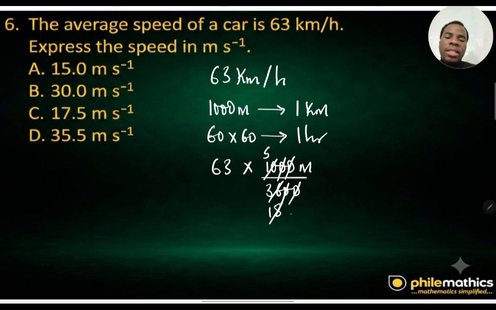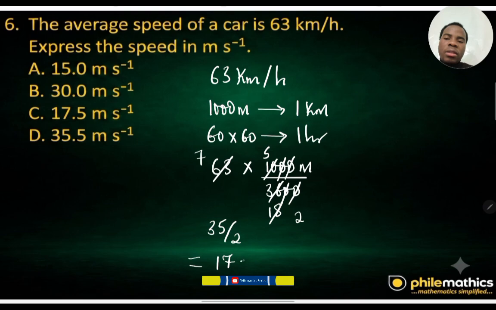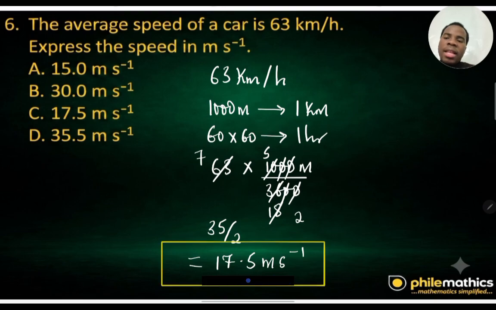9 can go into 18 2 times. 9 can go into this 7 times. We are left with 7 times 5, 35 over 2. And so this will give us 17.5 meter per second. This is our final answer. That leaves us with C.